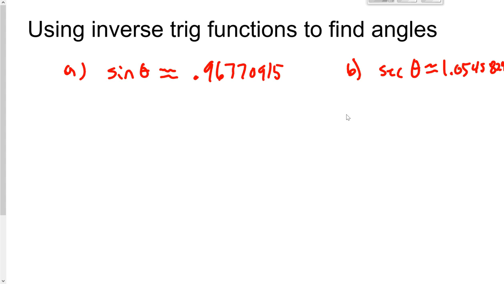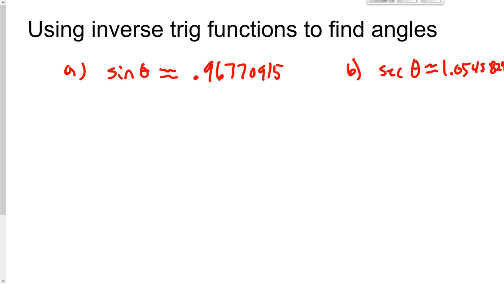Using inverse trig to find our angles. So going backwards, we're finding angle measures is what we're doing here. So this is kind of the last part of section 5.3. We're going through and finding angles. When we're going backwards, that's kind of in reverse.